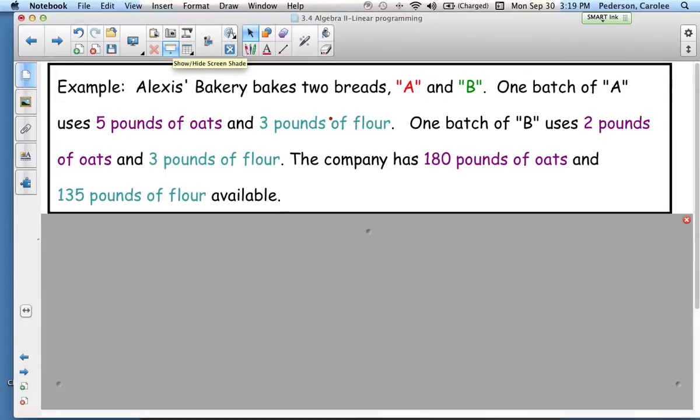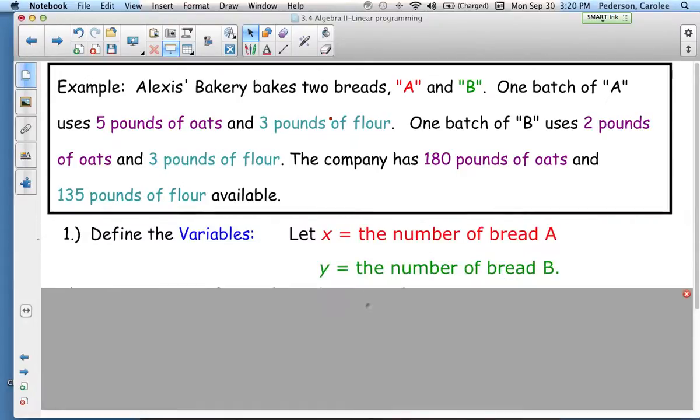Then within batch A, we use 5 pounds of oats and 3 pounds of flour. In batch B, we use 2 pounds of oats and 3 pounds of flour. Those are going to be your restrictions. And then we can have a total of 180 pounds of oats and 135 pounds of flour.